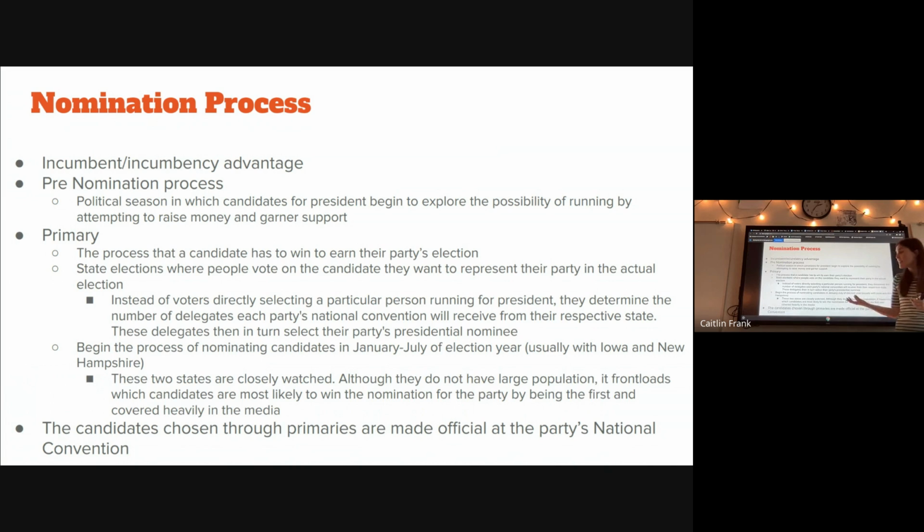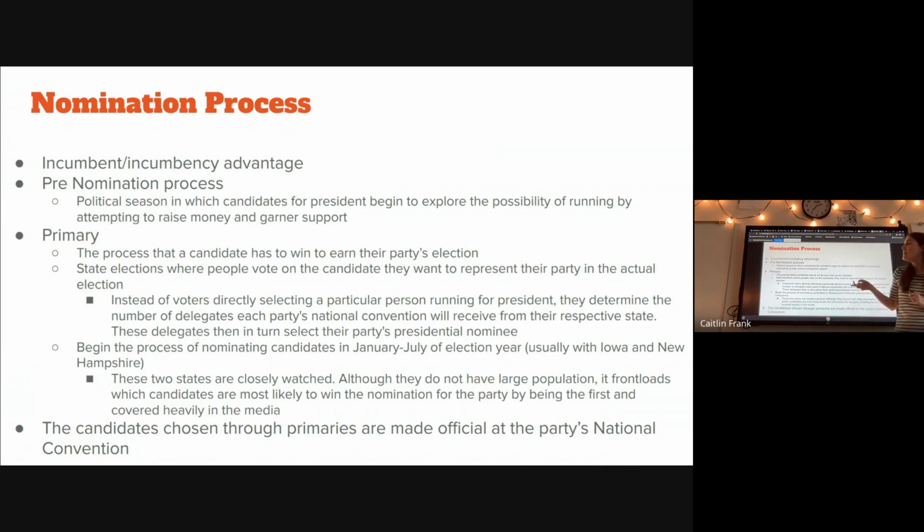Now, the process begins in January, and those first states that have primaries are the ones that are most watched. You don't hear much about the primaries anymore by this point, but those first states, which are Iowa and New Hampshire, are watched closely because remember the bandwagon effect. Whoever wins those is very likely to win the following primaries because people see that candidate as the most likely victor and they like to vote for the more popular candidate.